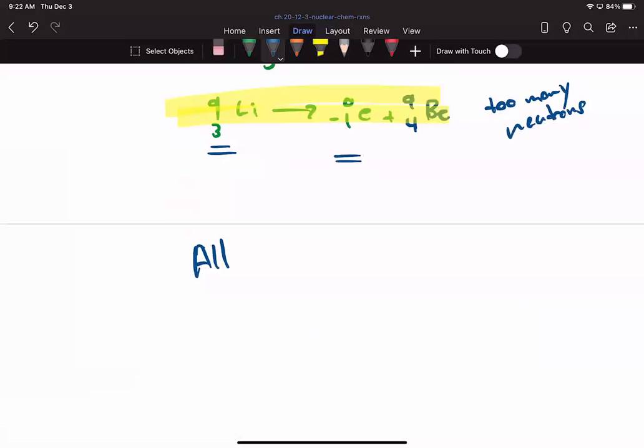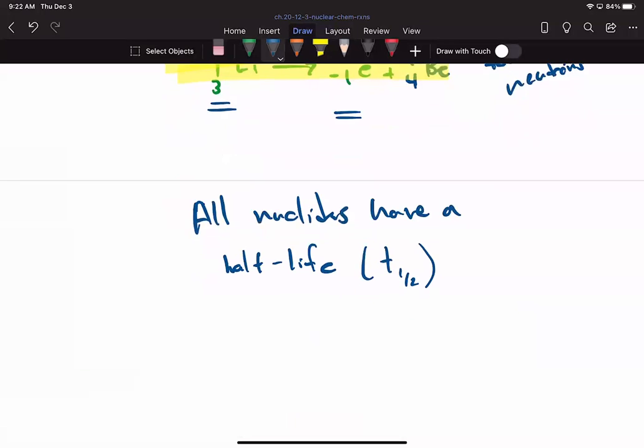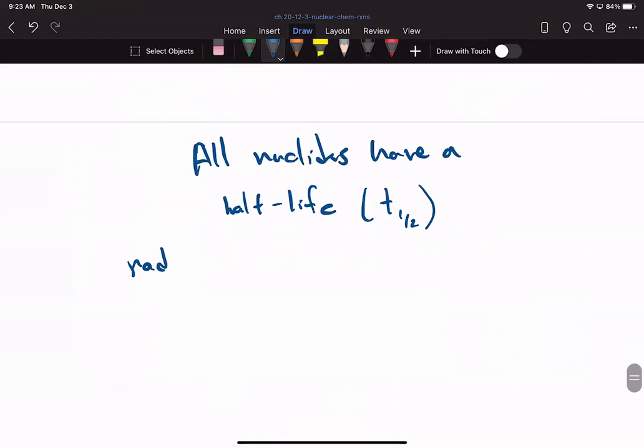So all nuclides, all these isotopes, have a half-life. We've talked about this just a little bit, where we use T sub 1/2. So the radioactive decay rate, or rate of decay, doesn't really matter, it's okay.